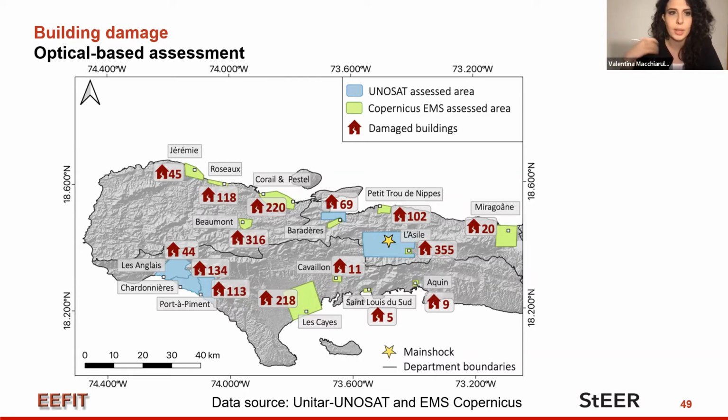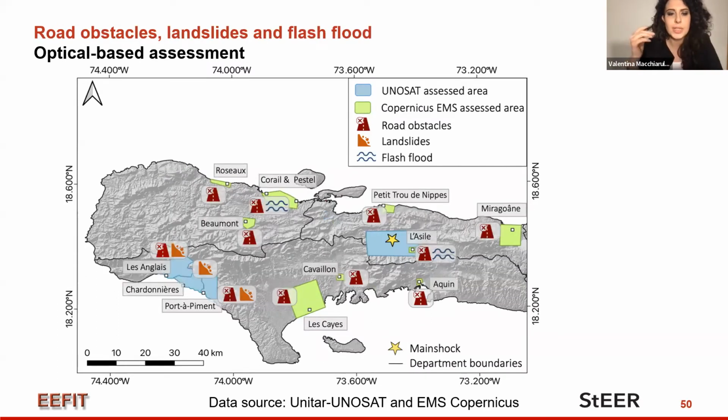Damaged structures were observed up to 80 kilometers from the epicenter of the main shock. In the next slide, we see that for most of the regions analyzed in the previous slide, the optical-based assessment has also captured some damage and obstacles on the roadway infrastructure, and several landslides and rock slides in the southwest, mainly between the urban areas of L'Anglais, Chardonnière, and Port-Saint-Mend. Several flood events have also been observed in the north between Corail and Pestel near La Sille, nearby the epicenter of the main shock.